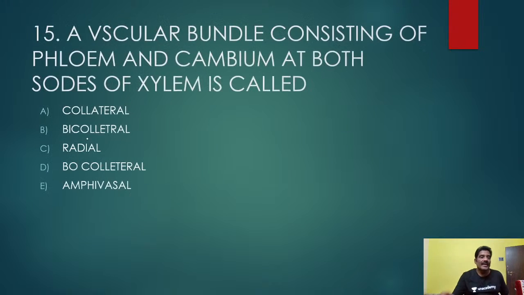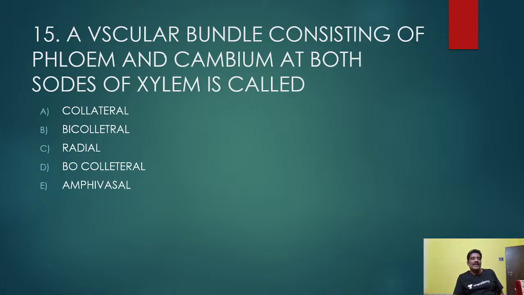Next, a vascular bundle consisting of phloem and cambium on both sides of xylem is called what? Here I will directly tell the answer: B is the right option, the bicollateral vascular bundle. What is a bicollateral vascular bundle? Here this is the vascular bundle with phloem and cambium on both sides of xylem. This is xylem, and xylem is surrounded by phloem.